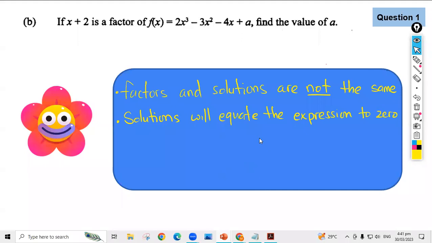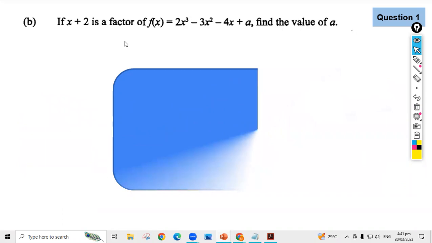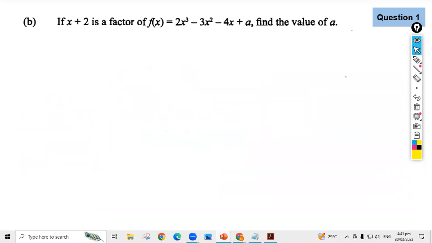All right, so a lot of people are getting the answer to be equal to 20. A few people said 3, but let's see what the answer is. Now, remember I said factors and solutions are different. So let's see. What we need to do is use the factor to get the solution. So the examiner told us the factor itself was x plus 2.